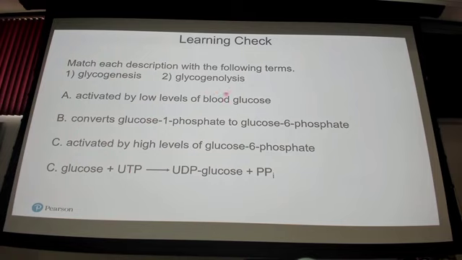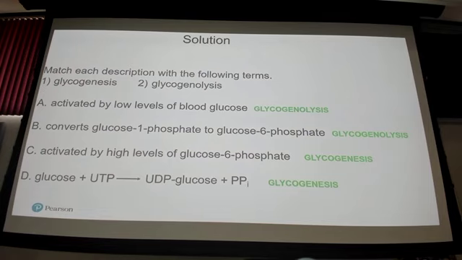Glycogenolysis. What converts glucose 1-phosphate to glucose 6-phosphate? Glycogenolysis. What is activated by high levels of glucose 6-phosphate? Glycogenesis. And what converts glucose and UDP to UDP glucose? What pathway is that involved in? Glycogenesis. Any questions about that? Does that make sense?